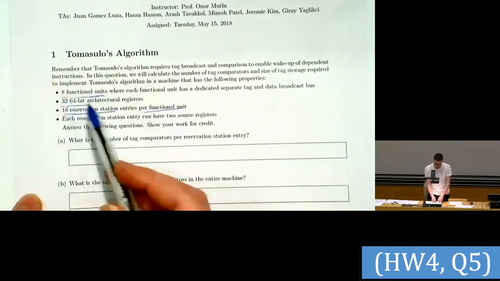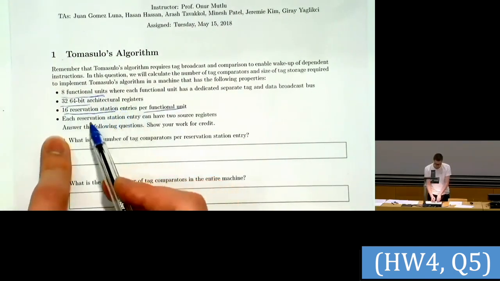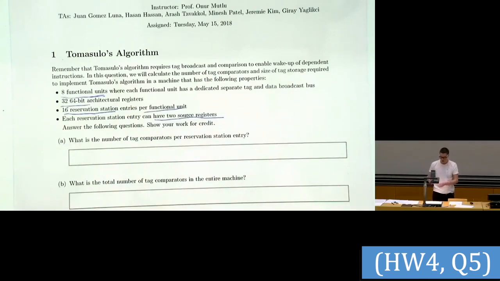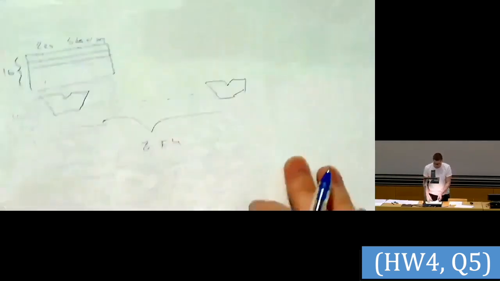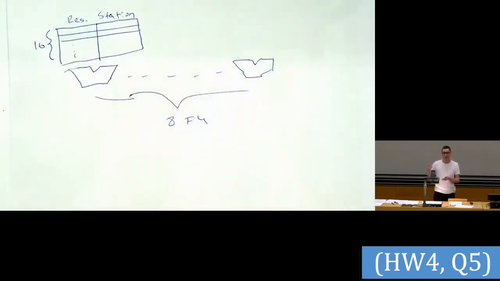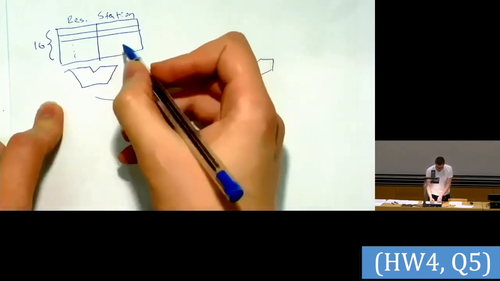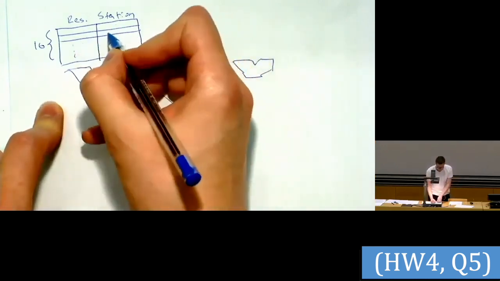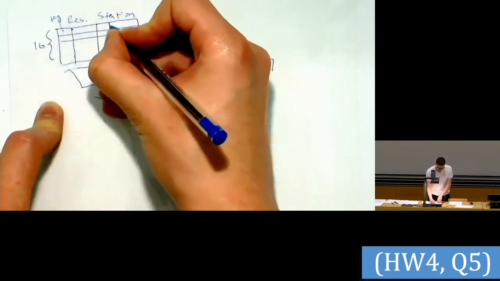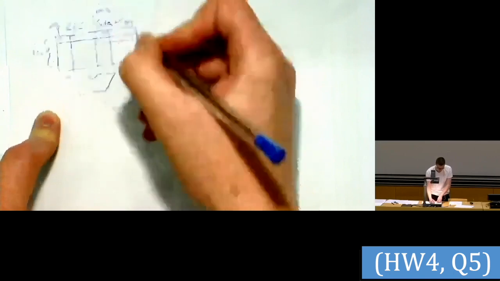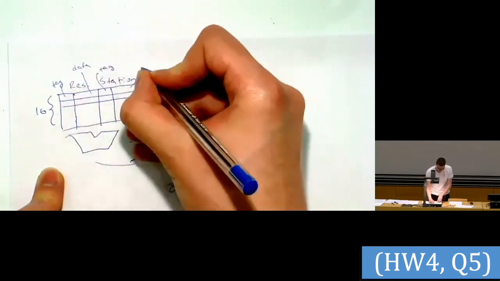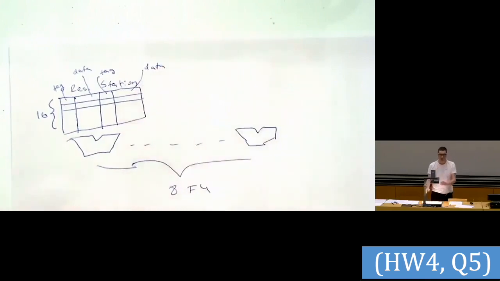And also there are 32 registers, 32 architectural registers. And importantly, each entry in the reservation station can hold up to 2 source registers. This is exactly the same reservation station that we had in the slides during the lecture. Here we have 2 source operands, right? And it has separate tag fields for each source field, and then separate data fields. So it looks something like this.